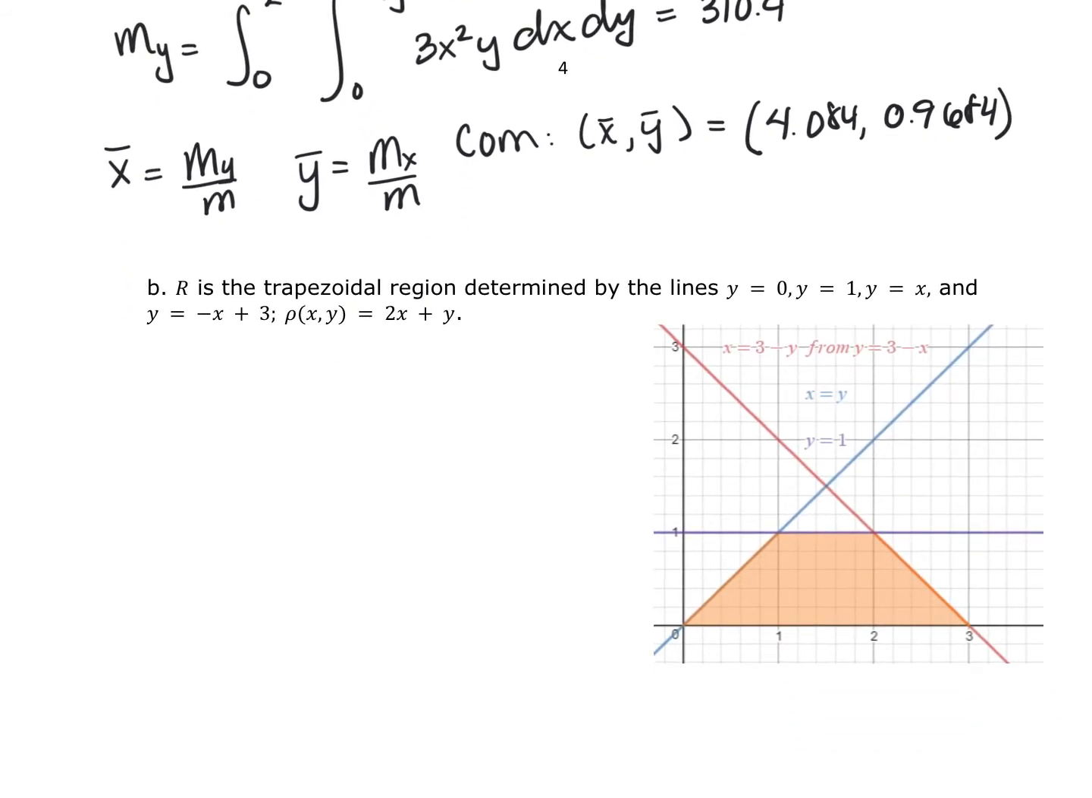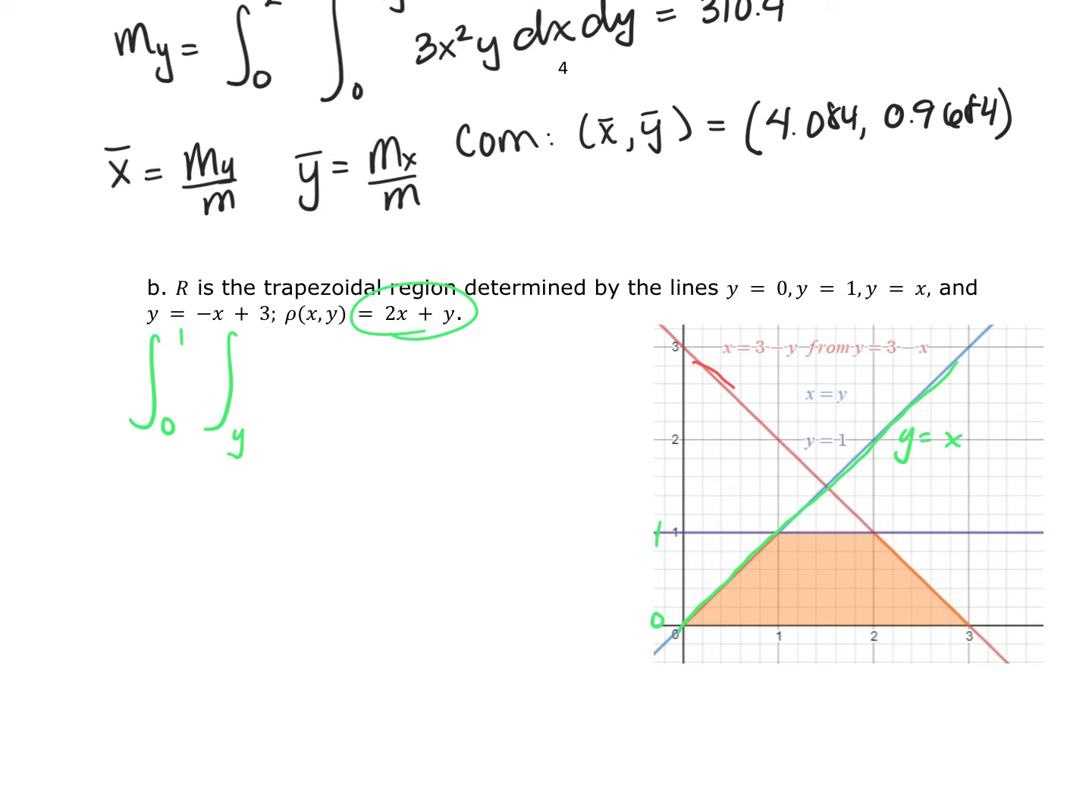Now let's take a look at this one. This looks like it's going to be easier to integrate with y second, so I'm going to call this a type 2. My y is going to go from 0 to 1. Here's my rho, so I'll need that too. My x is going to be contained between this equation right here, which is y is equal to x. That'll be my first x I see, so that's going to go from y.